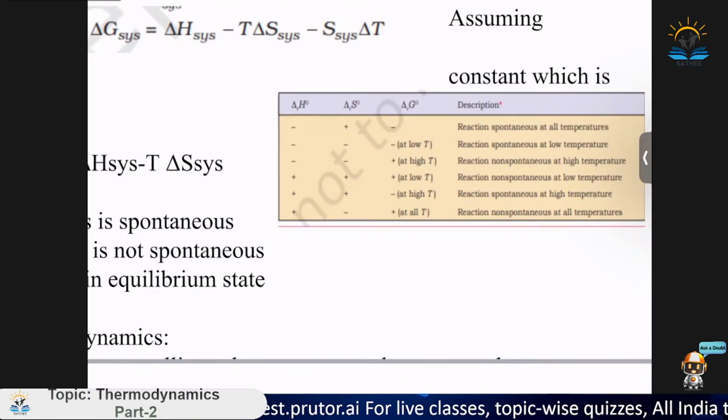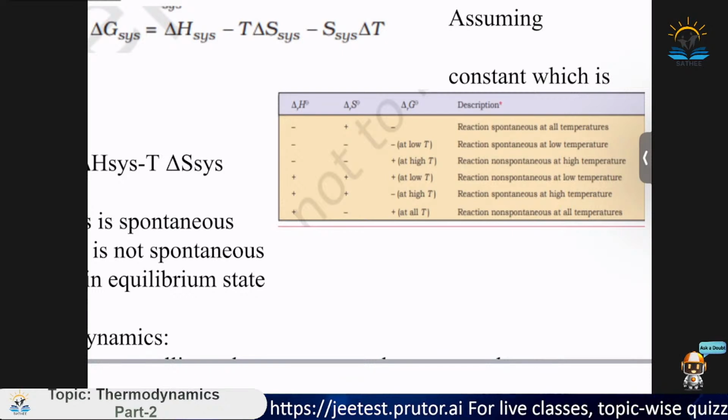Delta G equal to delta H minus T delta S. So if delta H is negative and delta S is positive, the whole value becomes automatically negative, and the reaction is spontaneous at all temperatures. If delta H is negative and delta S is negative, you will have a positive term multiplied by T. So if T is low, your positive term would be less and the whole value would hopefully be negative. Then the process is spontaneous. So the reaction is spontaneous at low temperature.